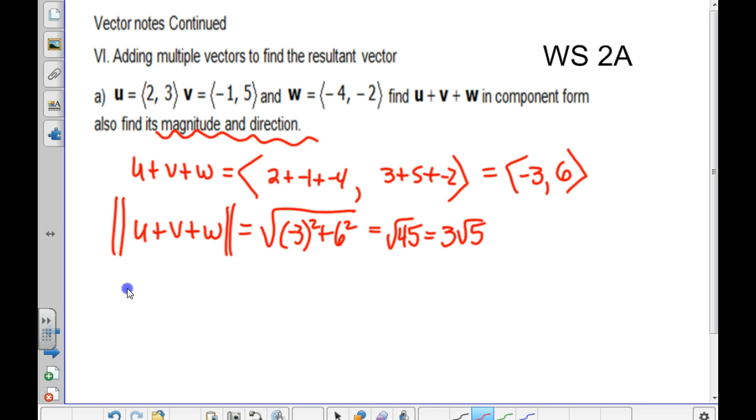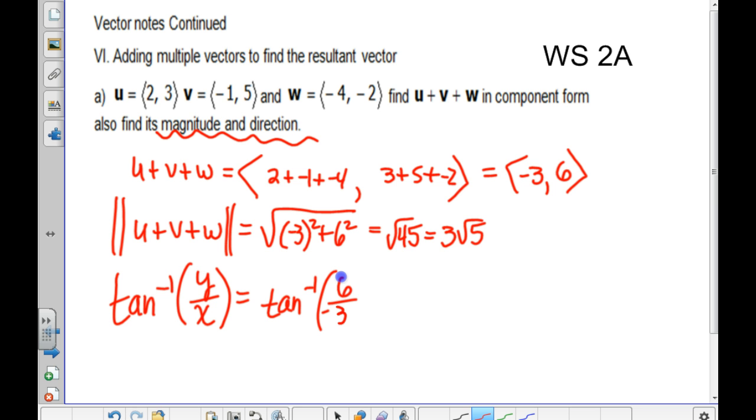All right, anybody remember how we did direction? Inverse tangent of what? Okay, y over x, which in this case is inverse tangent of our resultant, 6 over negative 3. We are working in degrees just because it makes more sense for the applications we're going to do in a minute. We get negative 63.4 degrees.